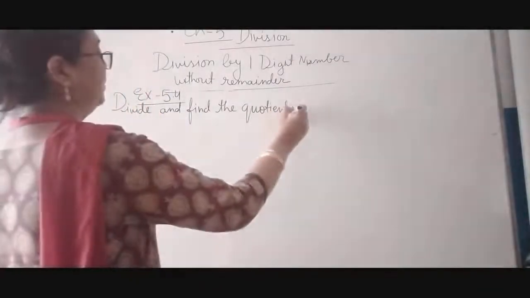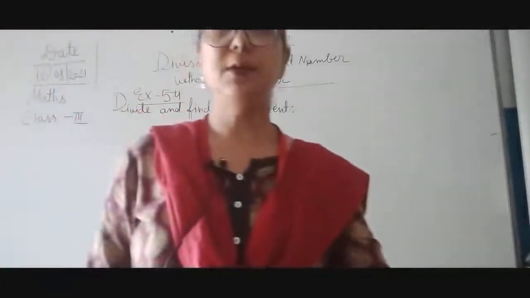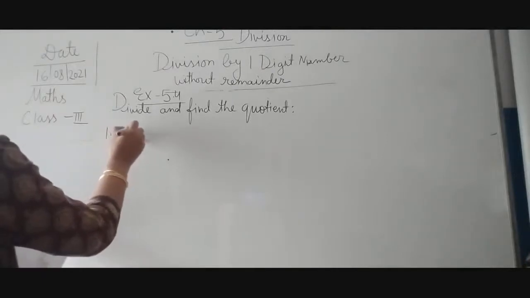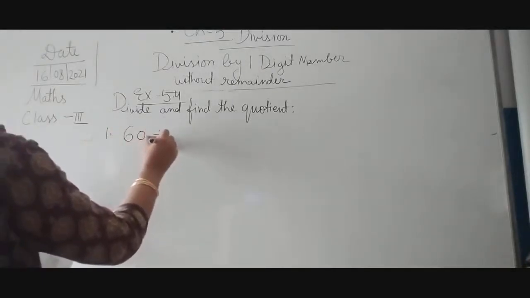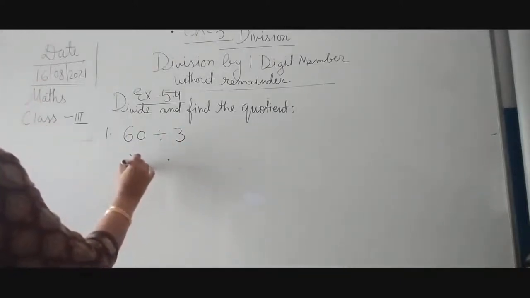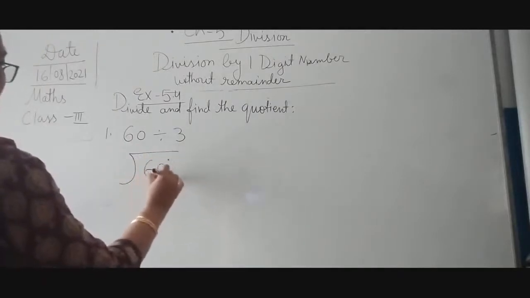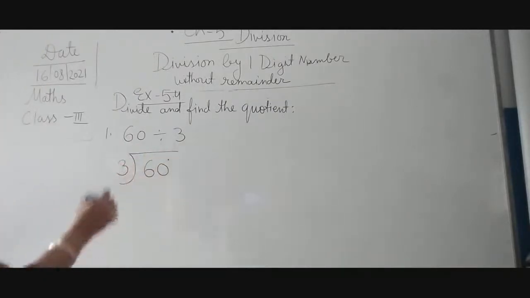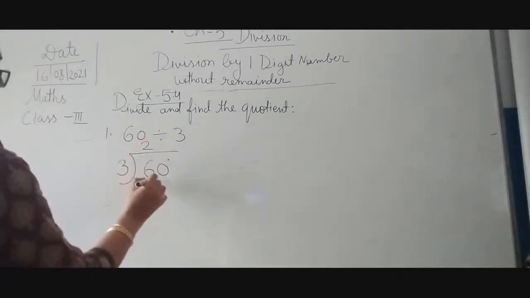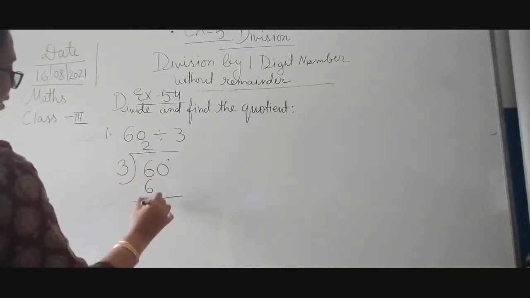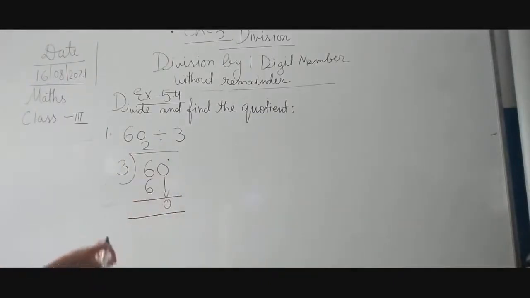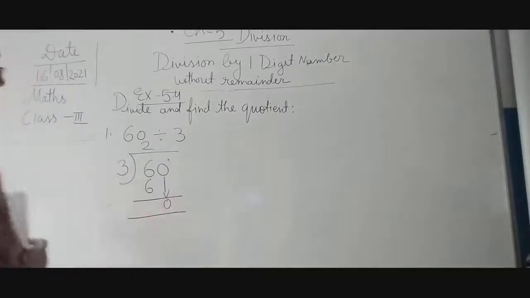Okay, divide and find the quotient. This is your quotient. The first one we are going to do, this is A number 1, 60 divided by 3. Now here we start. We place 60 over here and 3 here. Now 3 ones are 3, 3 twos are 6, children. So here you can see 0 will be placed over here and nothing will be left.